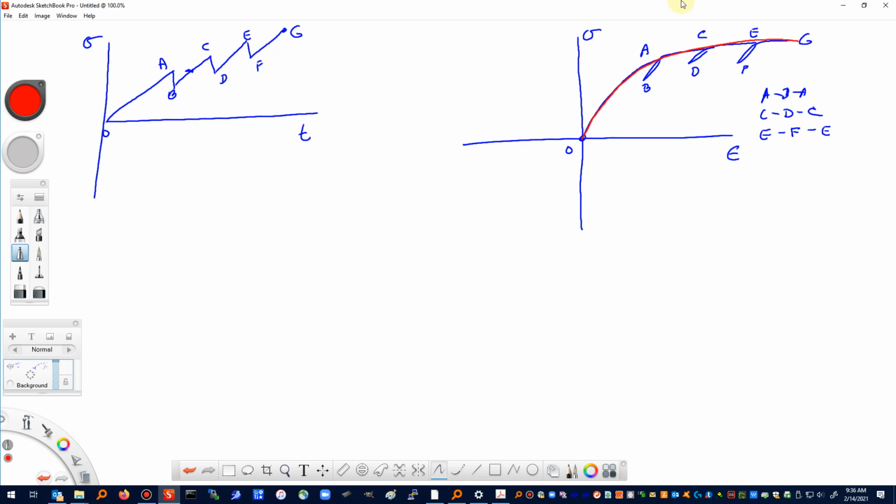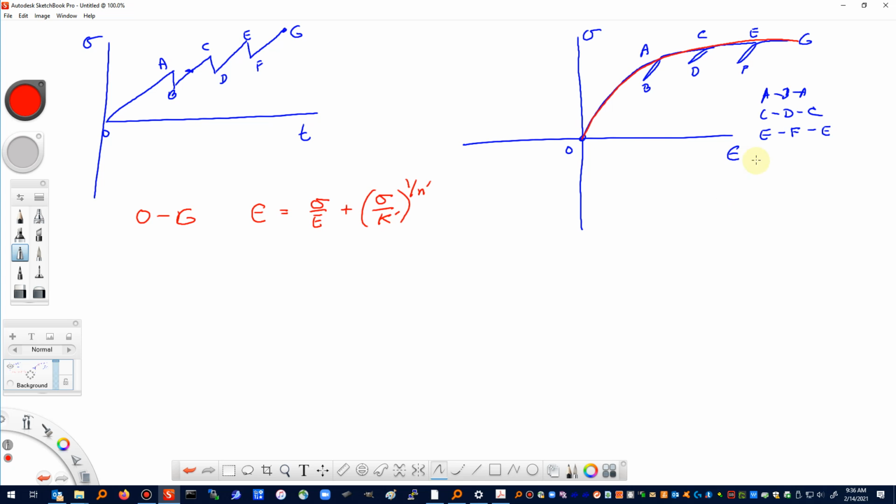Now if I wanted to calculate O to G, I would use our Ramberg-Osgood description. So I would say that epsilon is equal to sigma over E plus sigma over either K or K prime. I'm going to call it K prime if we have a cyclically stable material. Sigma over K prime to the 1 over N prime power. And that would describe every part along the path O to G continuously.